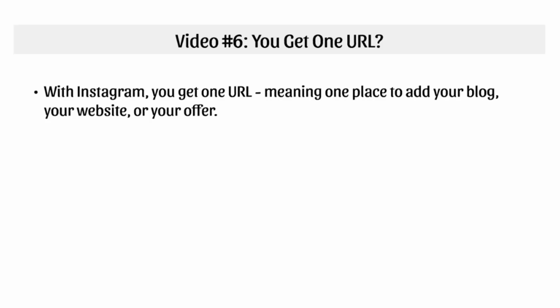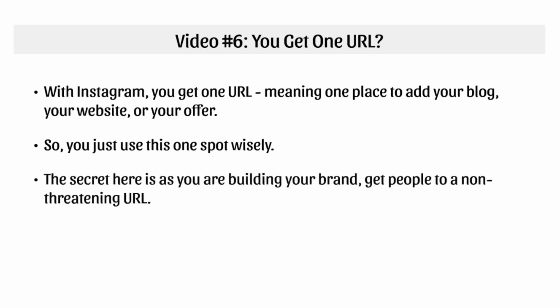All right. So with Instagram, like I said, you've got to choose one spot wisely, right? Now, the secret here is because you're trying to build your brand and your lifestyle, the ideal place to direct them to is just your website, which could be your WordPress site. And then on your WordPress site, you have your blog, your website, and your offers all on that particular site.